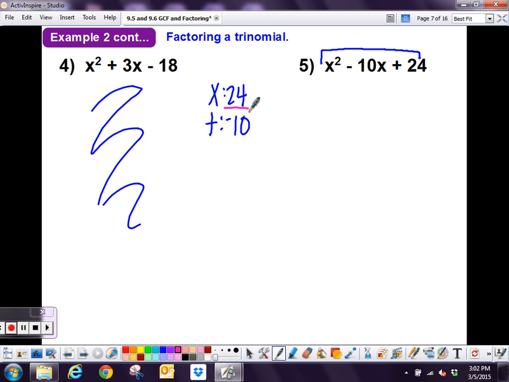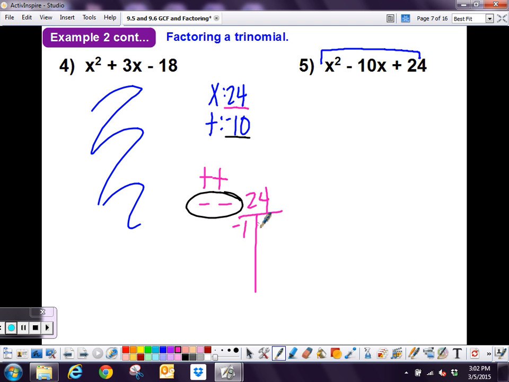All right, so let's think about this. To multiply to get a positive number, that means it either has to be two positives or it has to be two negatives. But in this case, I need to add to get a negative number, which means we need to find two factors that are negative. Okay, so let's think. I'm just going to make a little table here. Everything that multiplies to be 24. Remember, they both have to be negative.